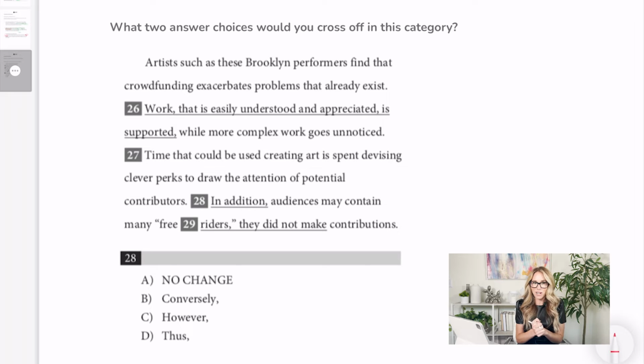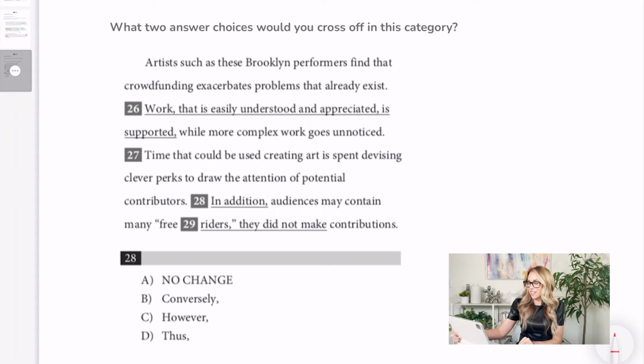So I'm just gonna cover one specific strategy with you, which is if you have 4 answer choices and 2 answers are in the same category, make sure to cross those answers off, okay? Get rid of any answer choices that are from the same category, because if they're from the same category and they function the same way, you can't have 2 right answers in multiple choice. So take a look at this number 28 and think about what 2 you would cross off.